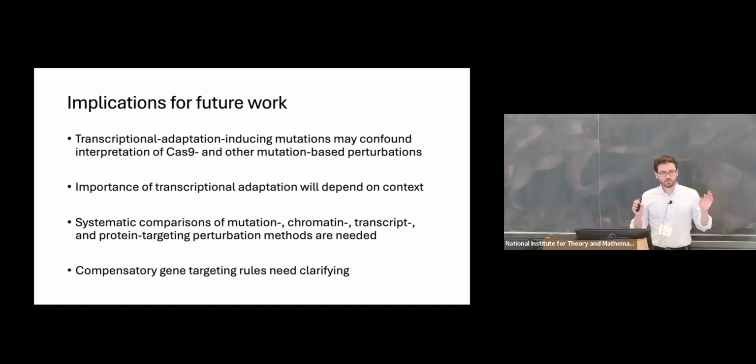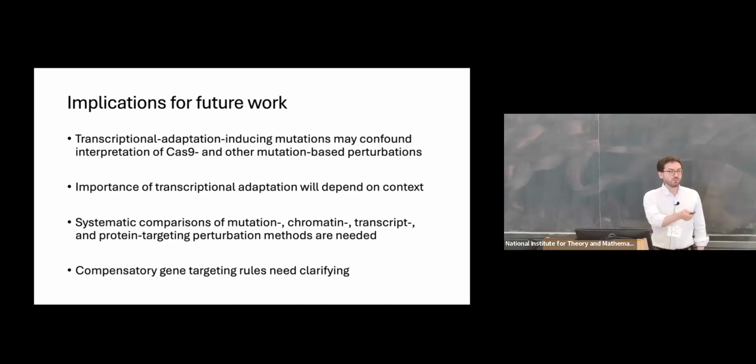The top level point I want you all to take home is that transcriptional adaptation inducing mutations can affect how you interpret Cas9 or other mutation-based knockouts compared to CRISPR-I or other knockdown-based genetic perturbations. We think that the importance of transcriptional adaptation is going to depend on context, and that context can be of many types. It's going to be in different biological contexts, in different gene regulatory network structures, and there's going to be a lot of work to do on understanding when it matters.